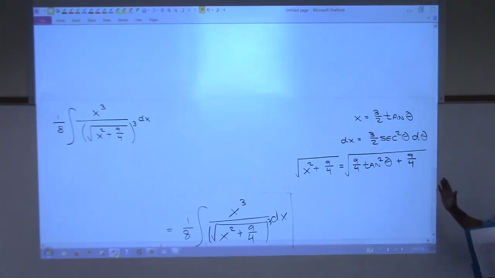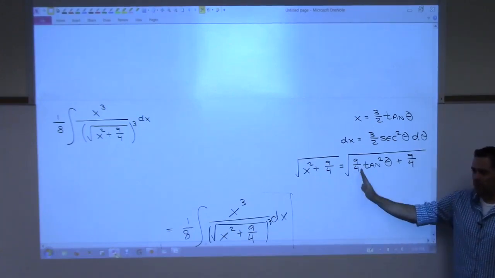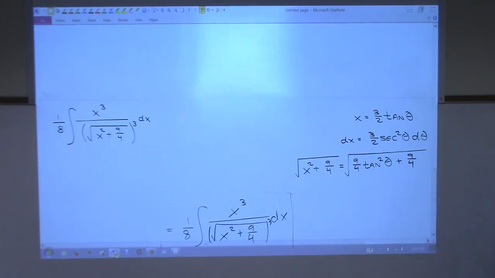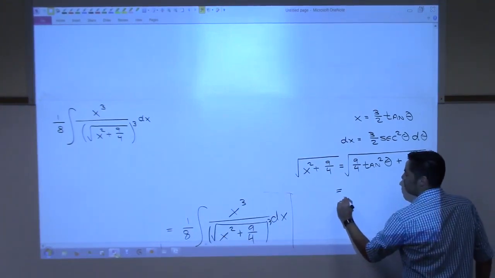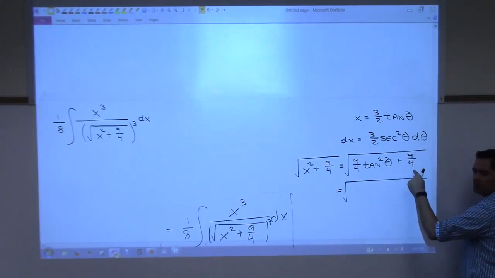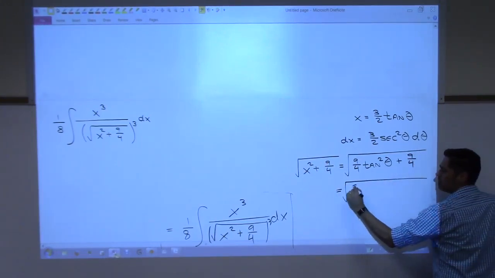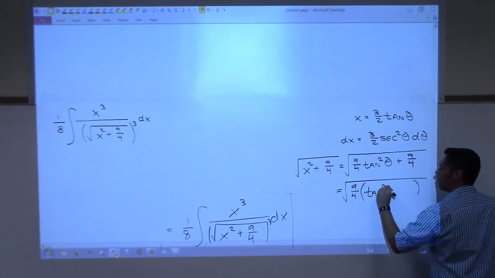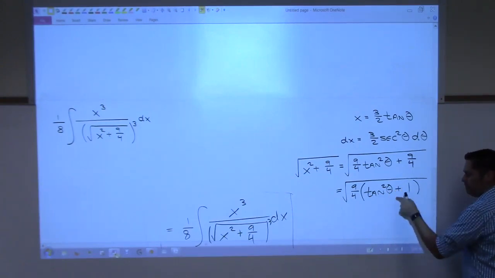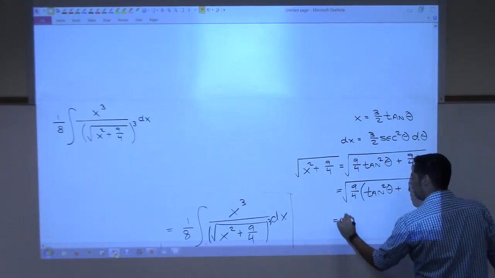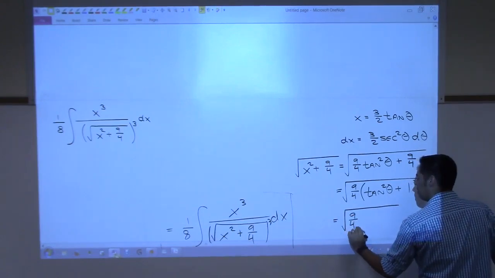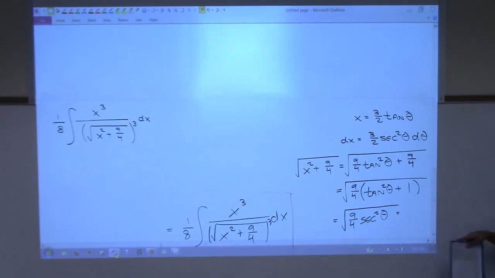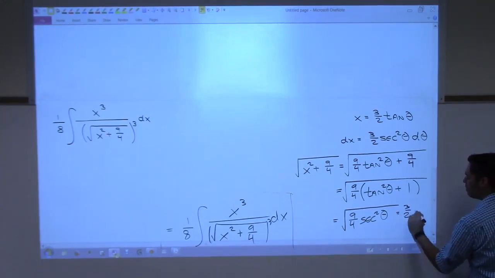And it's always going to work this way, that you're going to have the common factor here and that you can pull it out. If you don't have the common factor, you've gone wrong somewhere. So Derek, GCF now, right? Pull this. Yep. Tan squared theta plus 1. Tan squared theta plus 1 is secant squared theta. And now take the square root of each one. 3/2 secant theta.